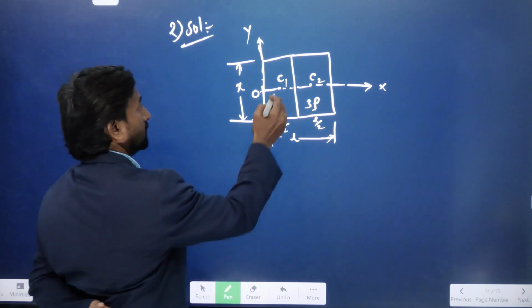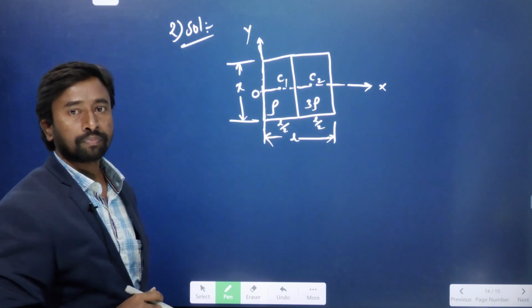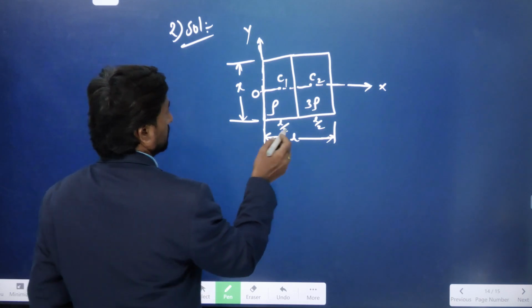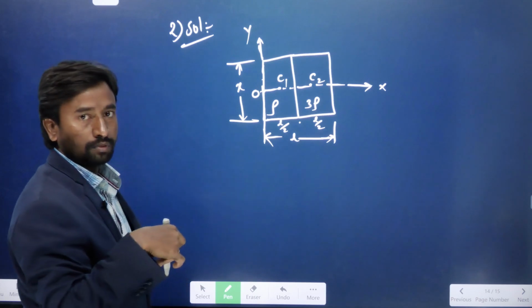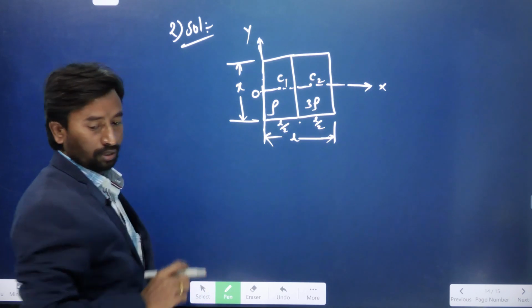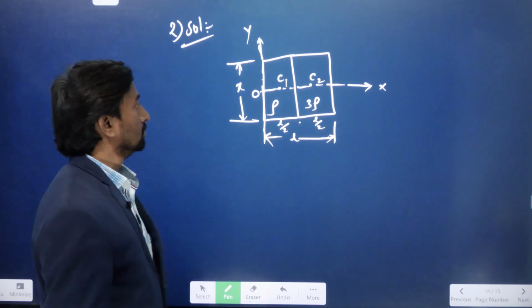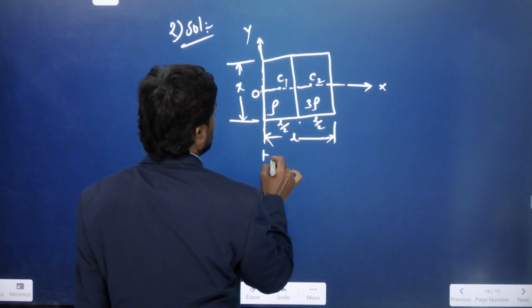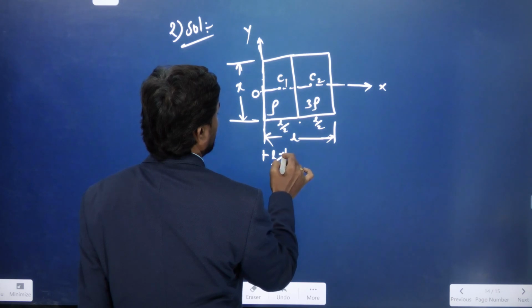Now the center of mass of the first rectangular plate, which is made of material of density rho. It is a regular shape of body, and we know that for a regular shape the center of mass coincides with the geometric center. So this will be at a distance of L by 4 from the origin. So we got the distance of the center of mass of the first plate.